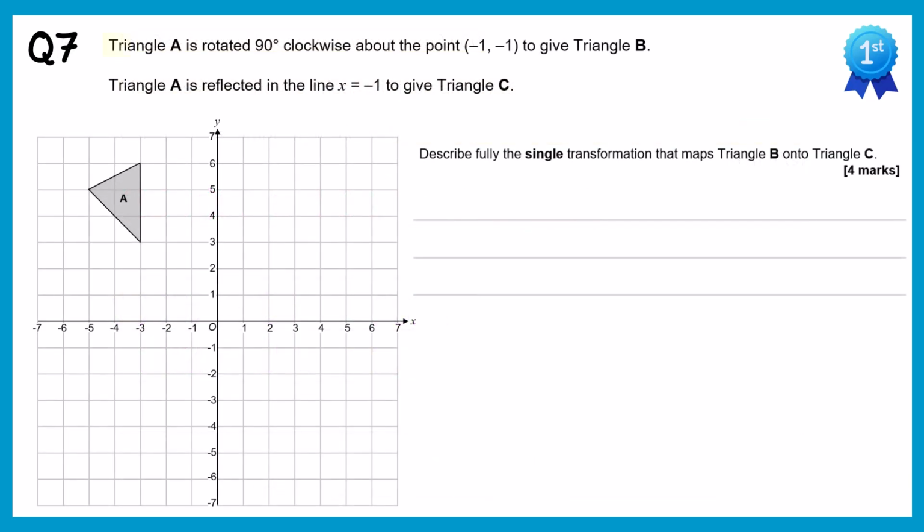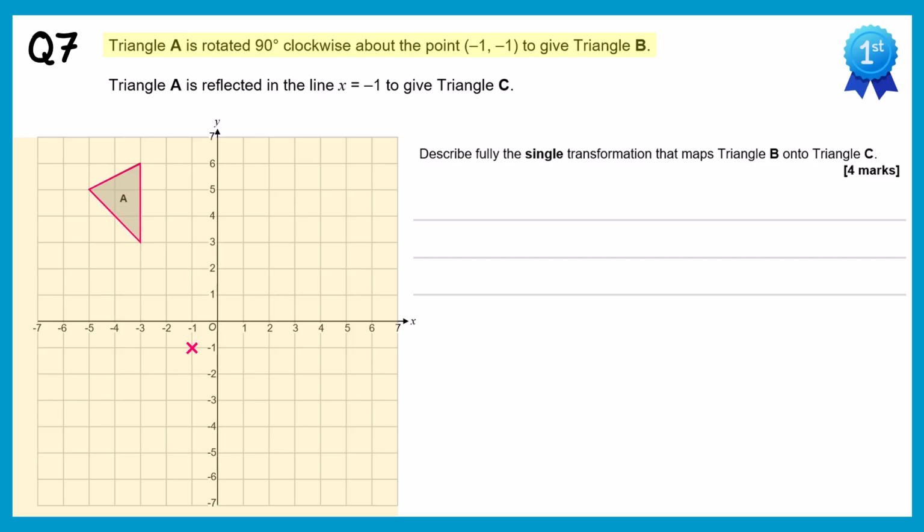In this question, we've got triangle A, which is going to be rotated 90 degrees clockwise about the point (-1, -1). To do a question like this, I would advise you use tracing paper. So you take your tracing paper and place it over the grid like this, and then trace over the shape. The centre of rotation here is (-1, -1), so I'm going to mark a cross there.